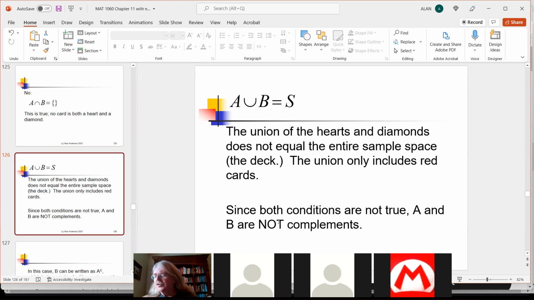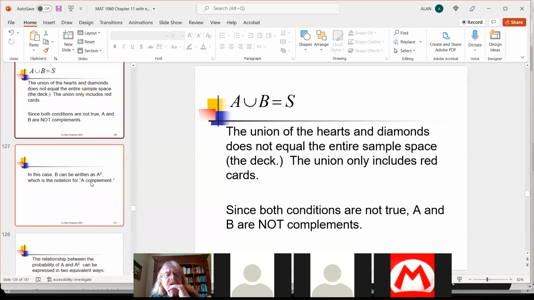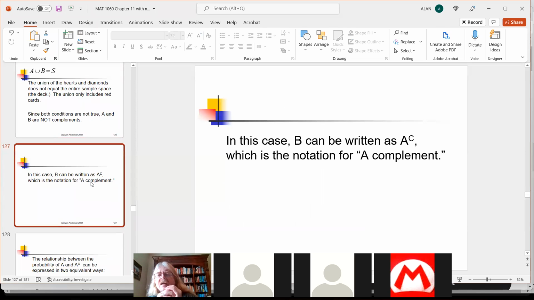Now, one more detail I want to show you. Notation wise, what you see sometimes is when two events are indeed complements, let's say A complement will be written with a C, which means complement. In other words, when you see A, C, it means the complement of A.